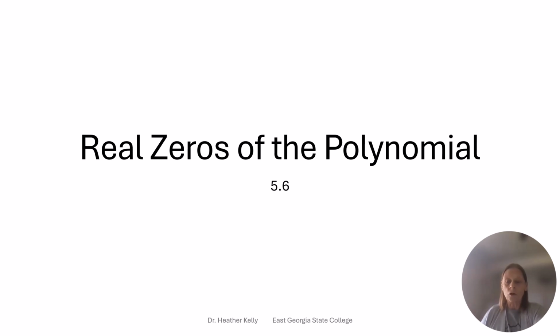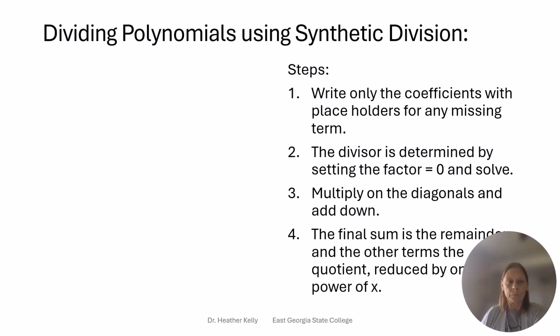Okay, so let's get started with the zeros of the polynomial. So first off, we need to go over how to do synthetic division. I'm sure you've seen it previously in your math life, but I'm going to start here with an example. So our example is 2x cubed minus 13x squared.